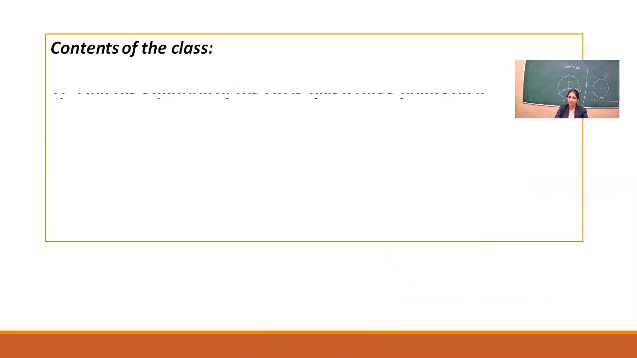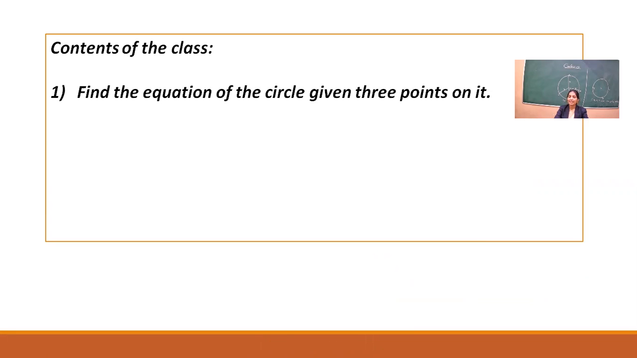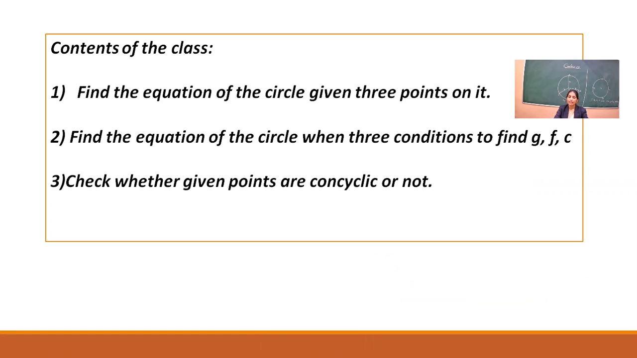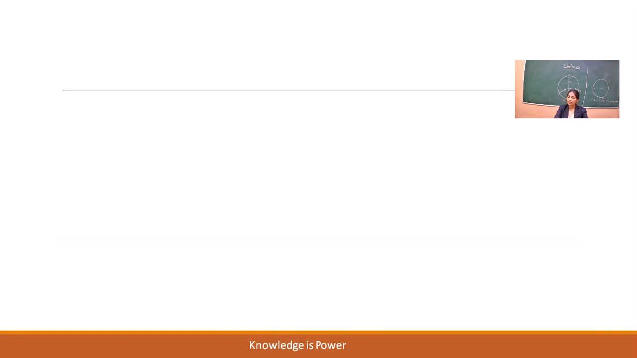Today we are going to learn how to find the equation of the circle given 3 points on it, and the procedure to find the equation of the circle when 3 conditions to find g, f, c are given, and to check whether given points are concyclic or not. We also find the values of unknowns if the given points are concyclic. It's an application.